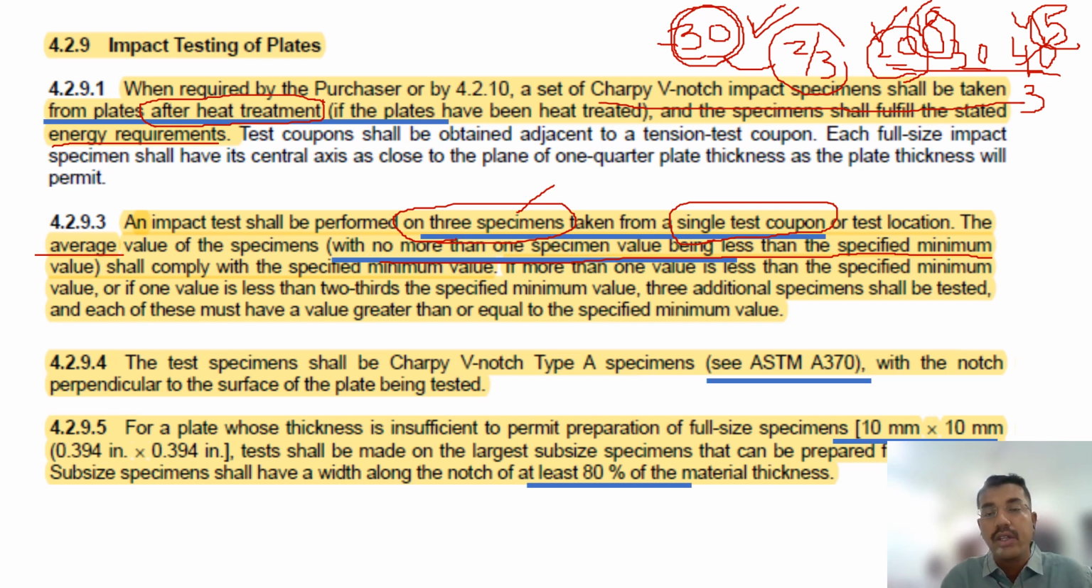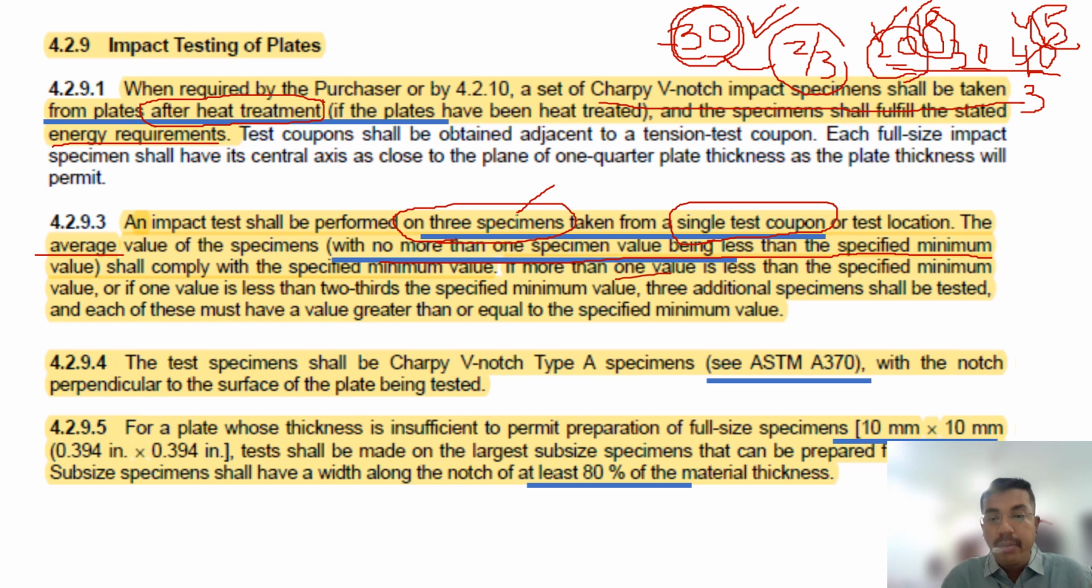Average 2/3 is 20, but it is coming 18. That's why it is rejected. So in that case, you have to do re-impact testing with a new complete set. Okay, so that's what it is asking, and you have to remember it very carefully. Okay, so that's what it is written here.